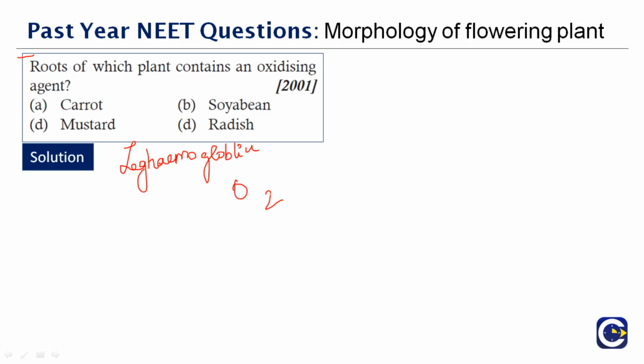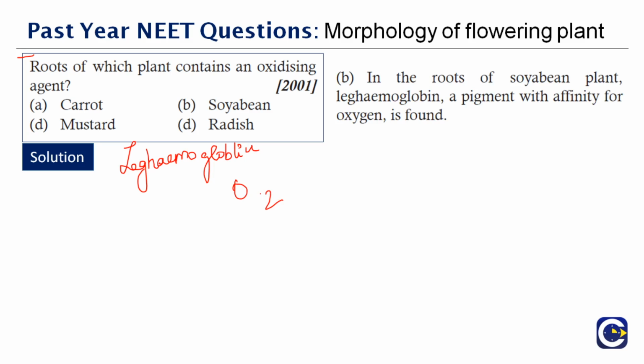Therefore, the roots of which plant contain an oxidizing agent? If you see, it is soya bean, the rest it is not found. Therefore, the right answer is option B.